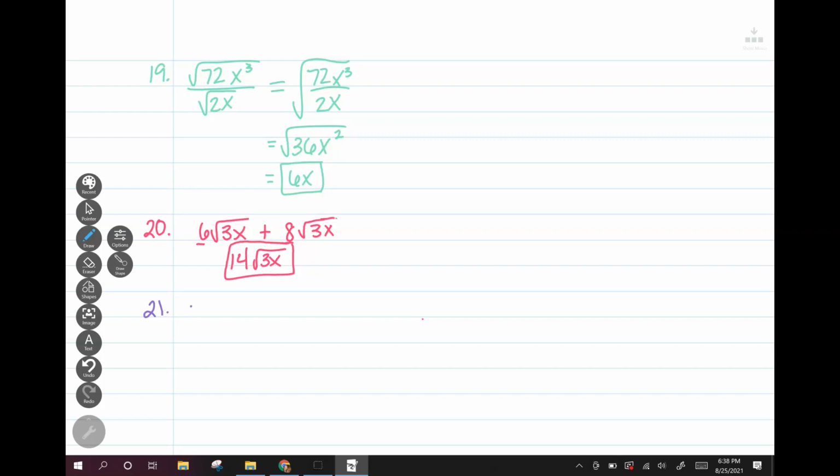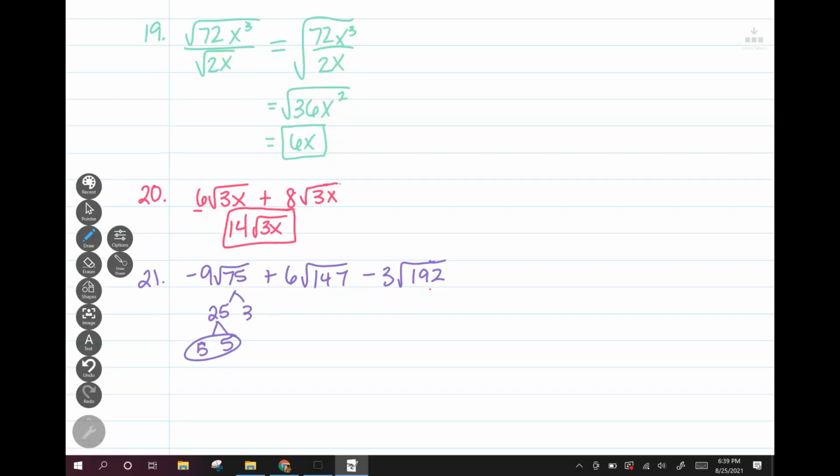Okay, let's write this one down. -9 square root of 75 plus 6 square root of 147, oops, minus 3 square root of 192. All right, so we need to simplify all three of these radicals, and then any like terms that we have, we can combine. On 75, I notice off the bat that's divisible by 25, which is a perfect square. So I like to go ahead and get that one out since I noticed it.